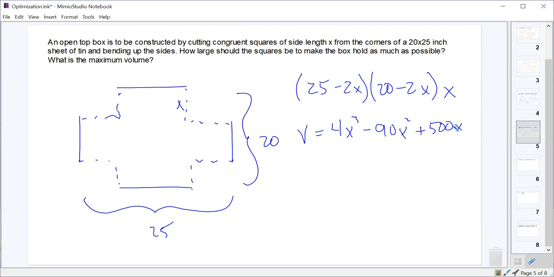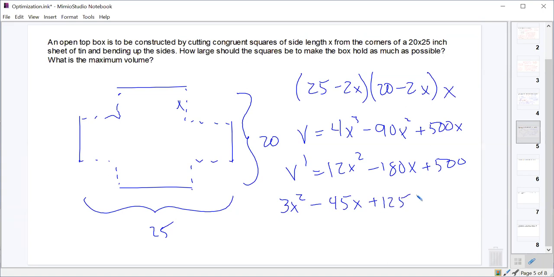Yeah? Okay. And then from there, we'll just take our derivative, V prime, 12x squared minus 180x plus 500. And we want to know, when does that equal 0? We could probably simplify that down. They definitely divide by 4. So 3x squared minus 45x plus 125 equals 0. Does that factor out? Did that factor out for you guys or no?